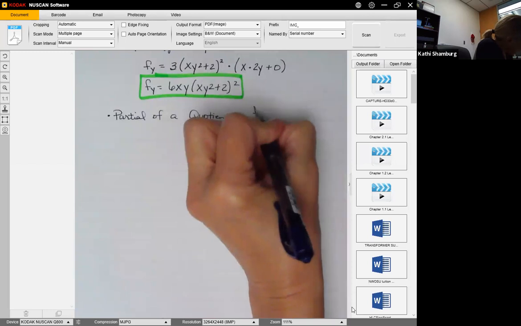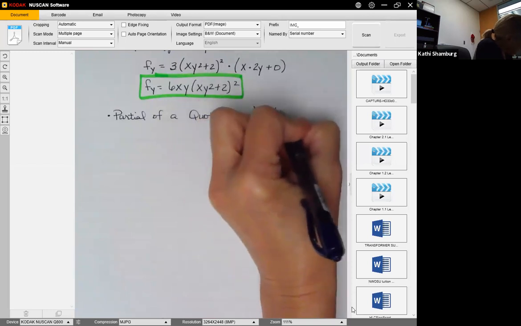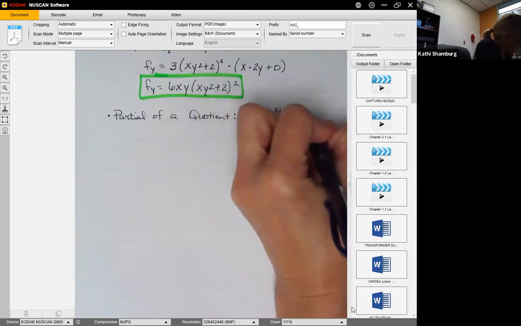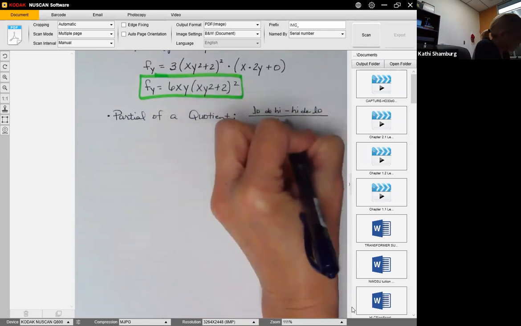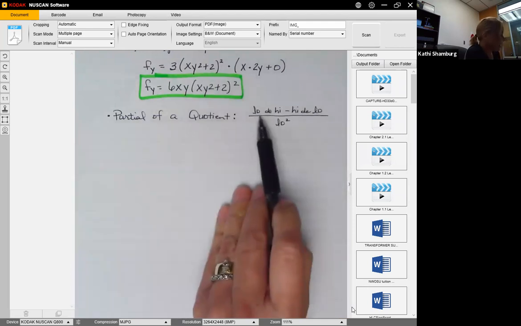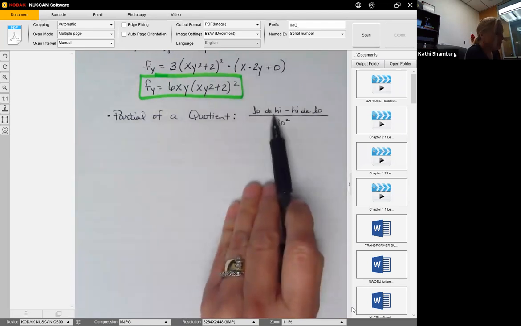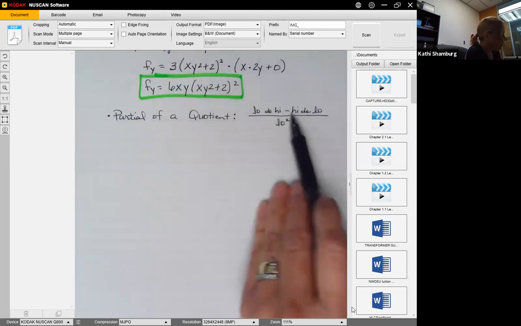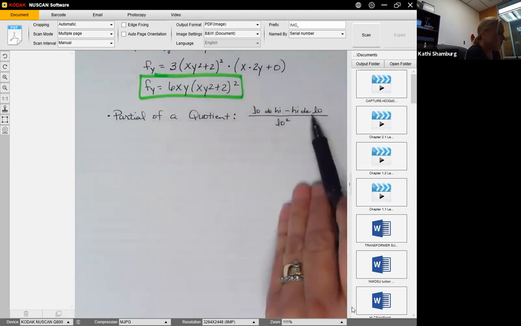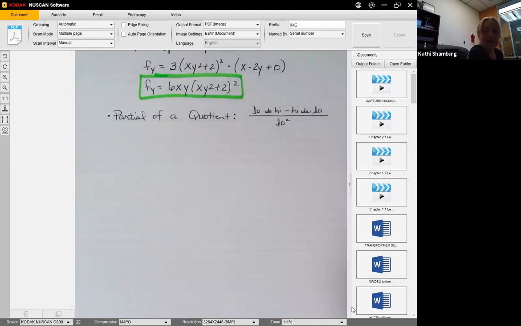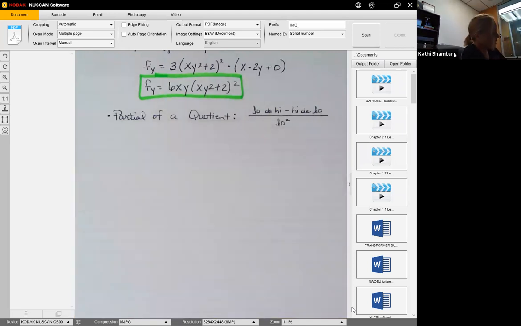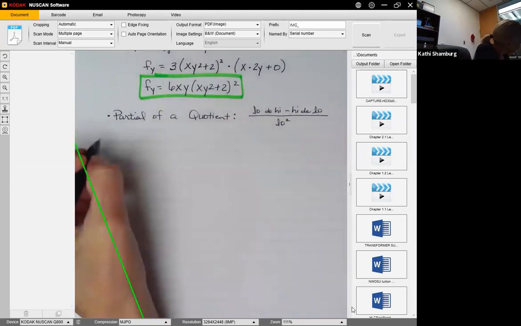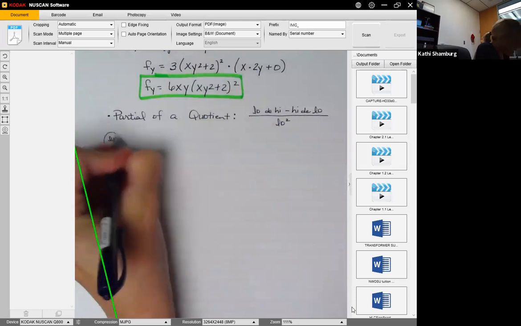So remember that is low D high minus high D low all over low squared. So the denominator times the derivative of the numerator minus the numerator times the derivative of the denominator all over the denominator squared. Okay. All right. Here's the example.